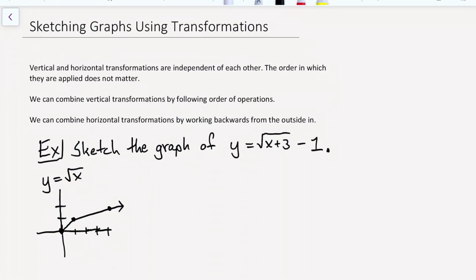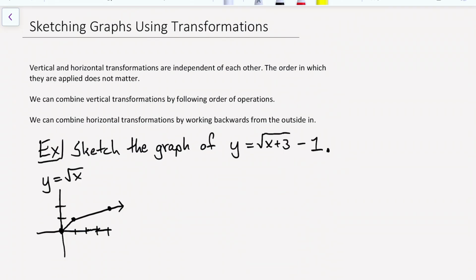Now that we've looked at different types of transformations, such as vertical and horizontal shifts, reflections, compressions, and stretches, I want to look at some examples of how we can sketch graphs using a series of transformations where more than one transformation is contained in the same function.